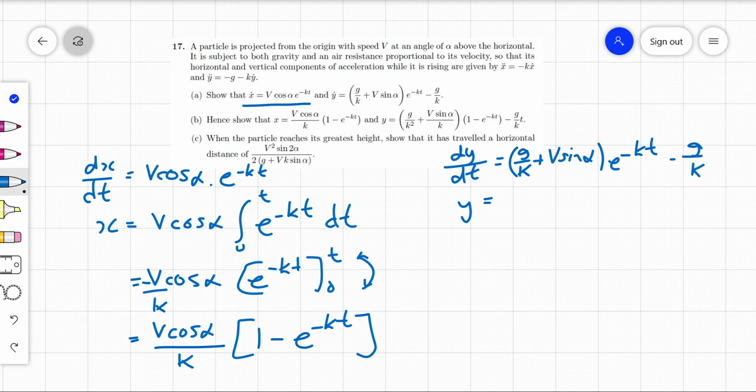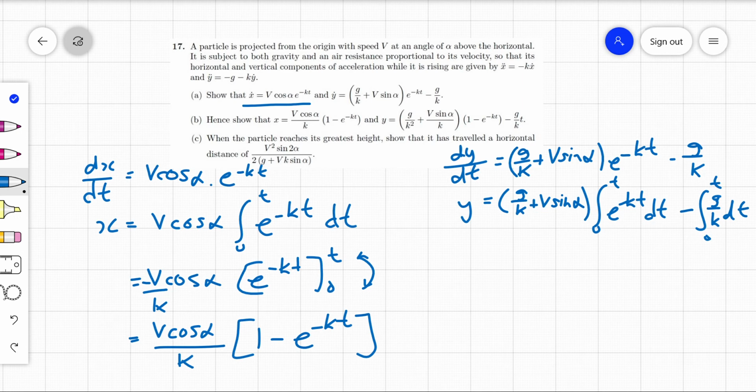And then, because we're going from 0 to y, we've got this whole bracket here, g on k plus v sine alpha. So we're integrating e to the minus kt with respect to t from 0 to t. That's the first term, so we'll also do g on k with respect to t, 0 to t there. All right, so I just broke it up into 2.